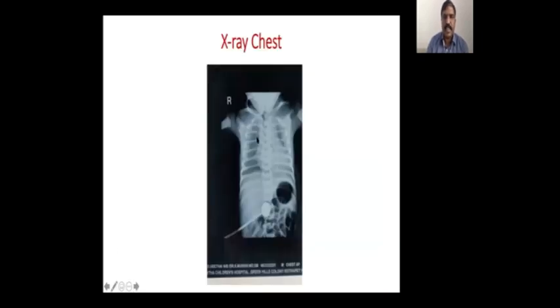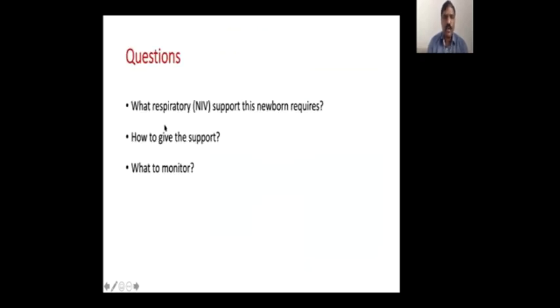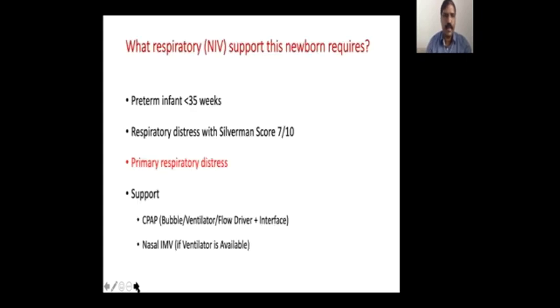Okay, and this is the X-ray of the baby. You can see that this X-ray was done after starting the baby on non-invasive respiratory support, but you can see the reticular granularity, there is air bronchogram, and the spaces are 7 spaces. This is all while the baby is on CPAP. But if you have a baby like this coming at 4 hours who has a Silverman score of 7, what respiratory support do you start in this baby, how do we give that support, and what do we monitor for is what we'll look at now.